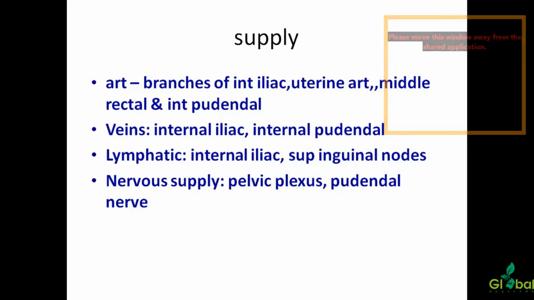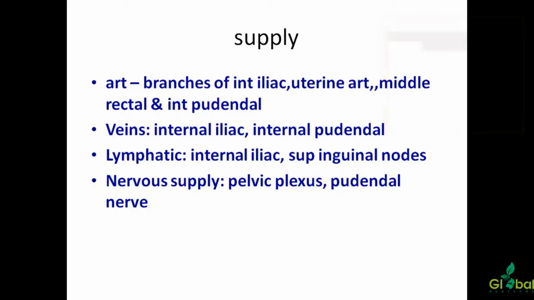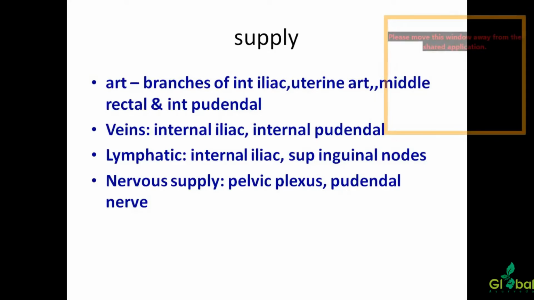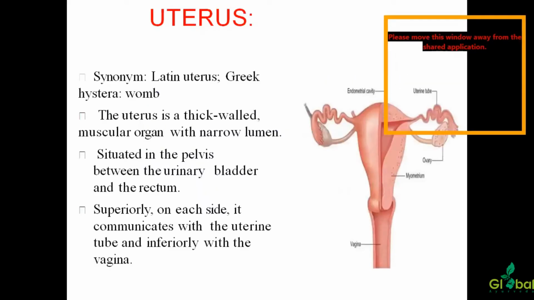Then coming to the supply. Arterial supply is through the internal iliac, uterine artery, middle rectal and internal pudendal arteries. Venous supply is through the internal iliac and internal pudendal veins. Lymphatics drain through the internal iliac and superficial inguinal nodes. Nerve supply is through the pelvic plexus and pudendal nerve.